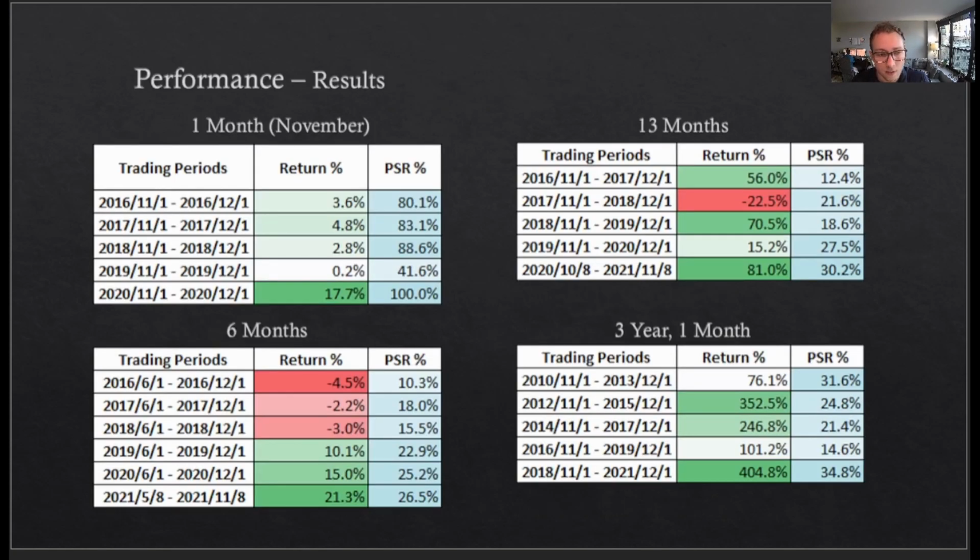So here are our results. Overall, our algorithm performed pretty well, and it was really interesting to see consistent positive returns in the month of only November with really impressive probabilistic Sharpe ratios. And this occurred all the way back to 2016, which is how far we checked the 1-month returns.